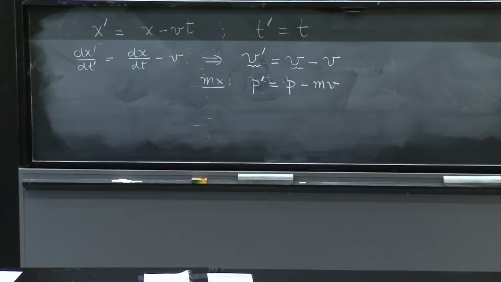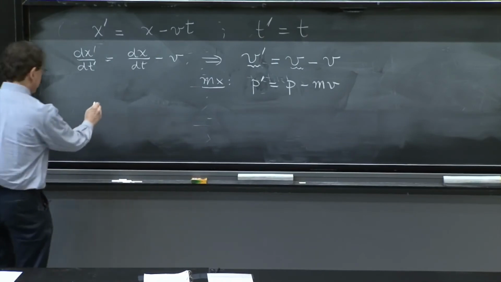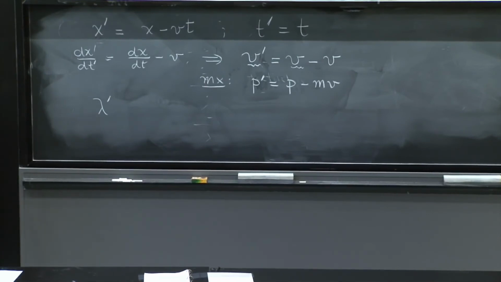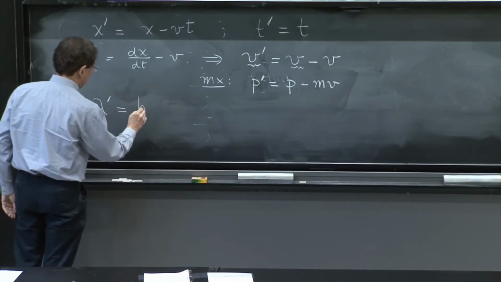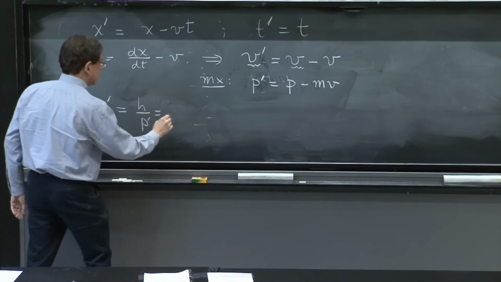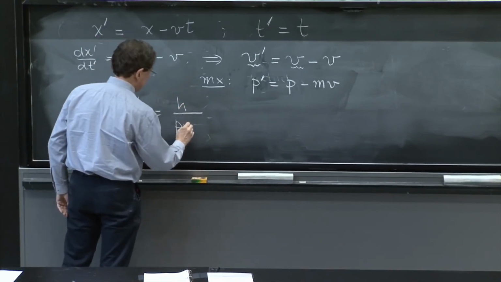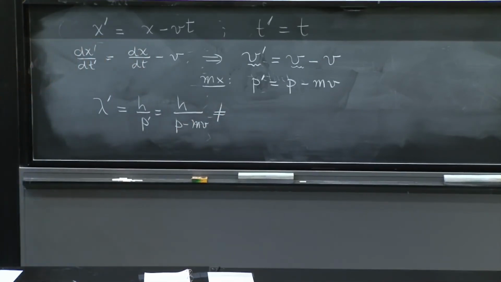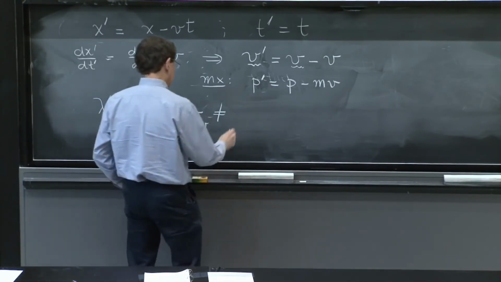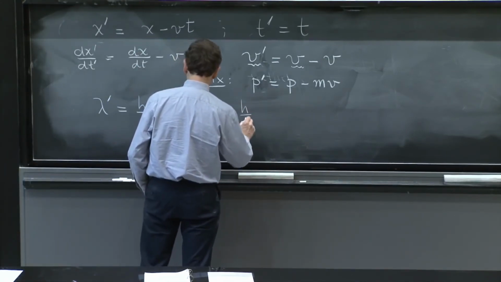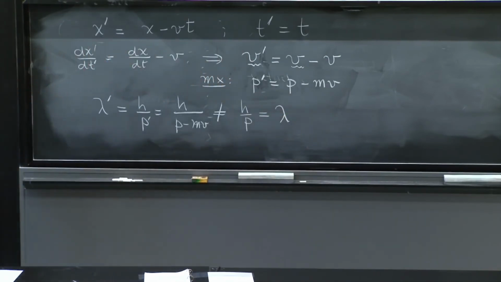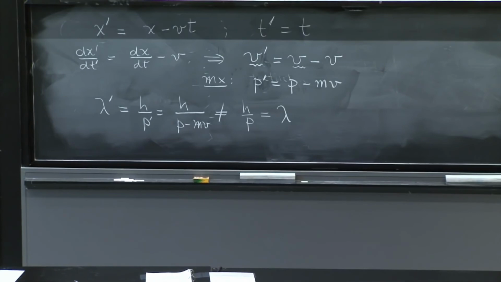So if you have that, we would have that lambda prime, the de Broglie wavelength measured by the running person, is equal to h over p prime, which is h over p minus mv. And it's quite substantially different from h over p, which is equal to the de Broglie wavelength seen in the lab. So these two de Broglie wavelengths will differ very substantially.